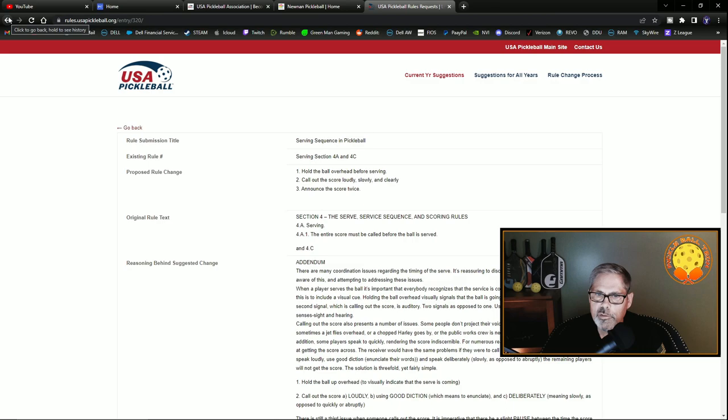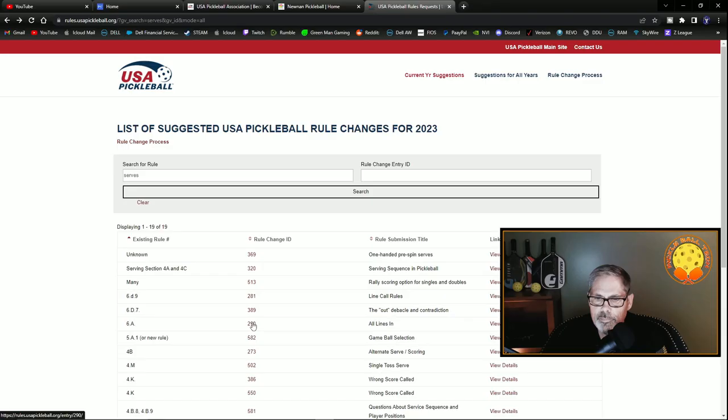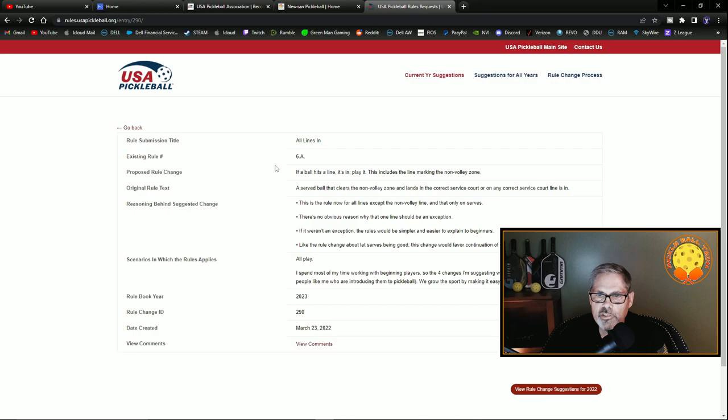All lines in. Let's see what that says. Proposed rule change. Existing rule is 6A. If a ball hits a line, it's in play. This includes the line marking the non-volley zone. A served ball that clears... I thought that was already a rule. A served ball that clears the non-volley zone and lands in the correct service court or any correct service court line is in. Yeah, I get it.